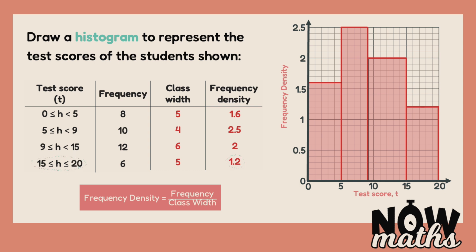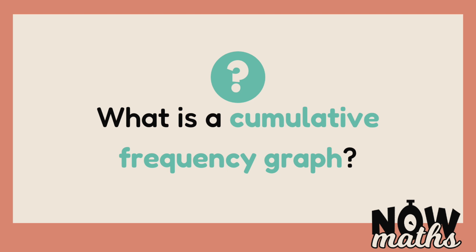This is our complete histogram, and the great thing about this histogram is that if we were to work out the area of each bar by multiplying the width by the height, it would tell us the frequency that each bar represents. The final graph we'll take a look at is a cumulative frequency graph.